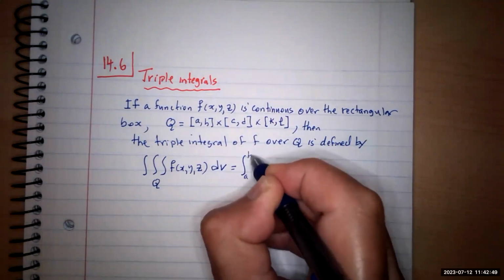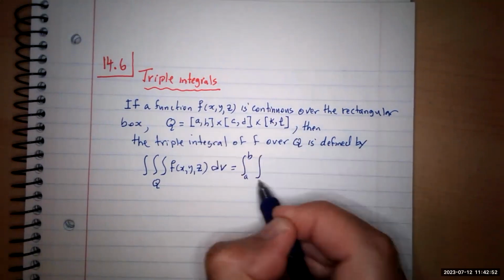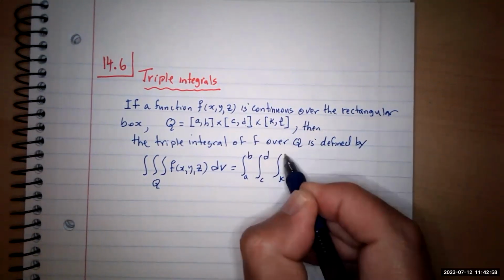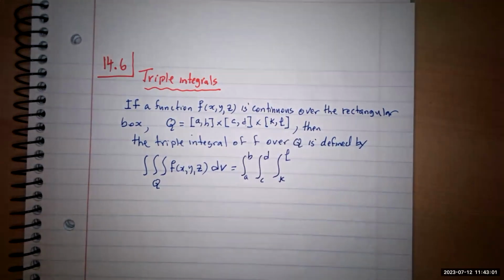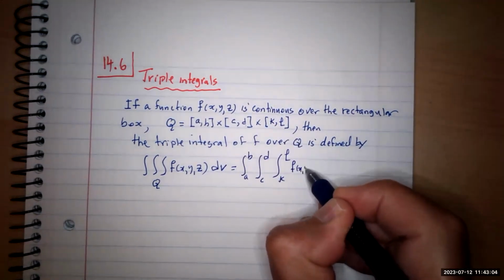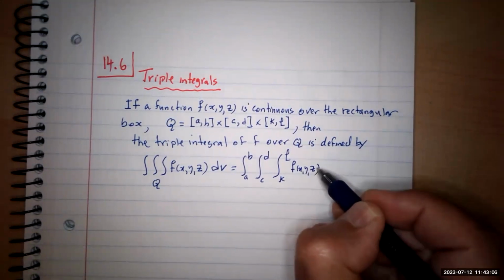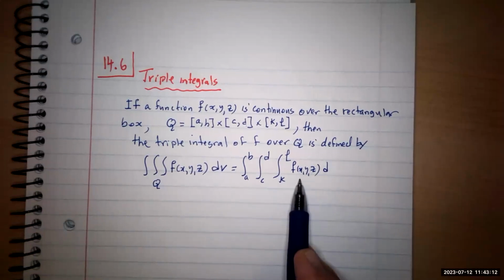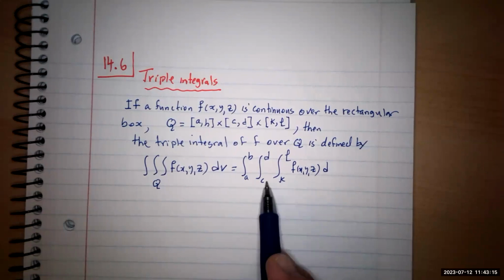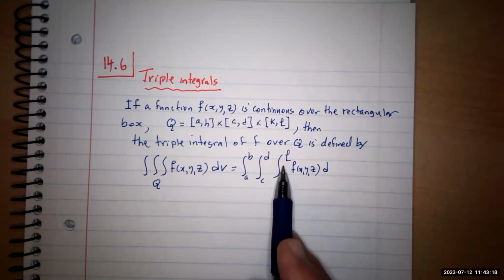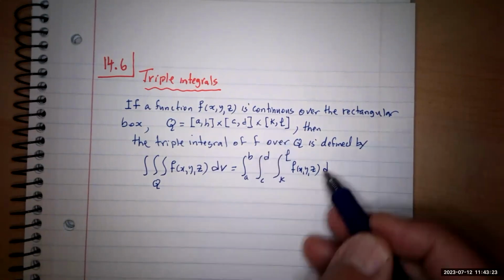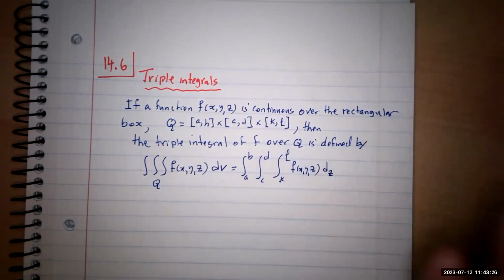That's it: a to b, this is for the x; c to d, this is for the y; k to l, this is for the z. So the function is f of x, y, z. Now we integrate, and that's it. The z is here, so it's going to be dz. You can go with dx, dy, dz, it doesn't matter because we can change the order.